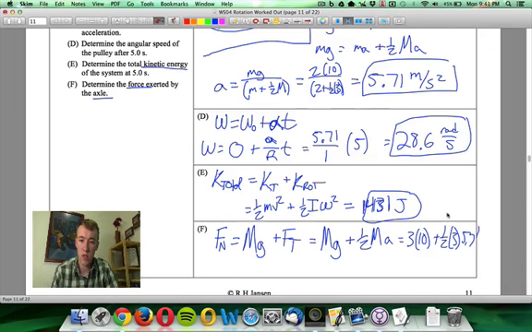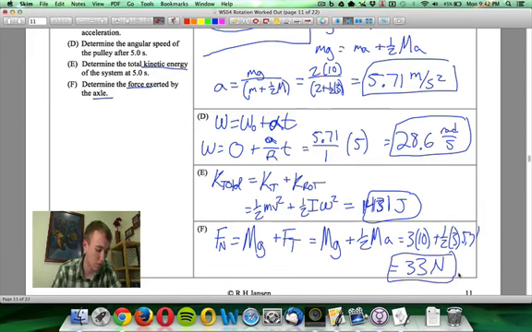3 times 10 plus 0.5 times 3 times 5.71. And I get that this is about 33 newtons. Let's double check, see if I did that right. I did it wrong on my notes here, but I think I did it right on here. And that is that problem.